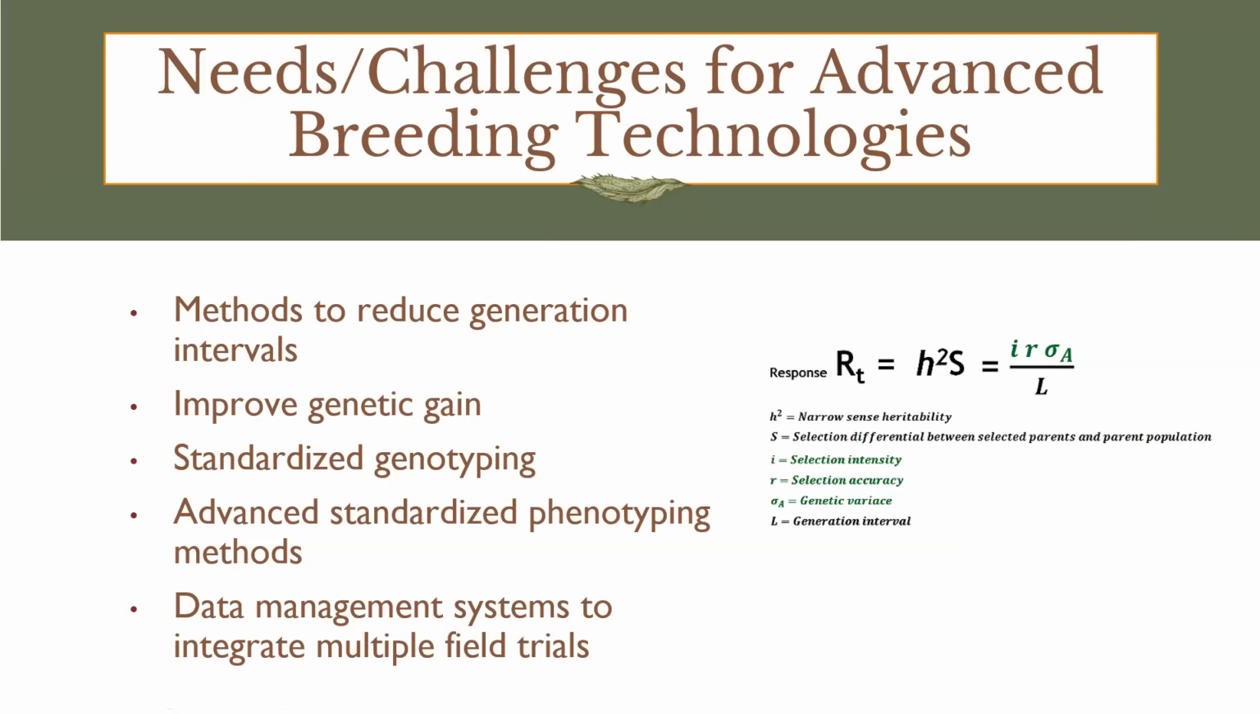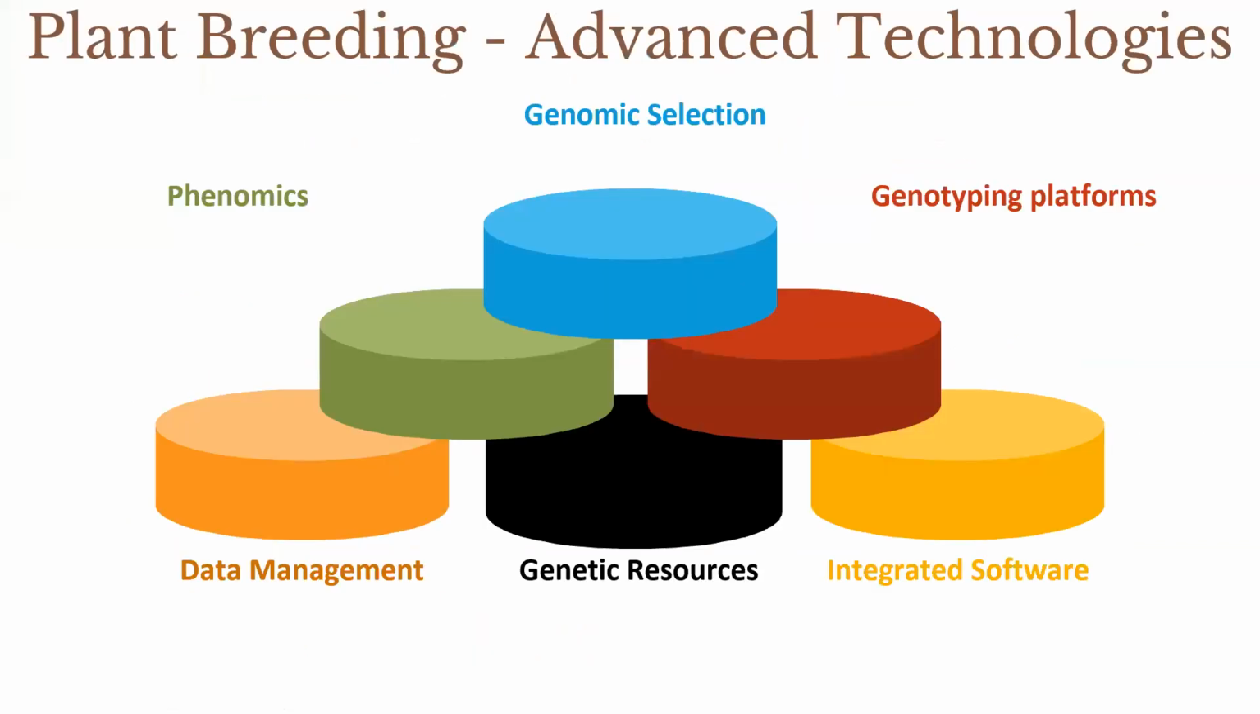increase gain. So we're interested in methods to reduce generation intervals, improving that genetic gain, using standardized genotyping to help us along that way, as well as advanced standardized phenotyping methods and data management systems to integrate multiple field trials. So these are things we really need to work on in our realm to get to advanced breeding technologies. And in the back of your mind, advanced breeding technologies in current days is really thinking about genomic selection.